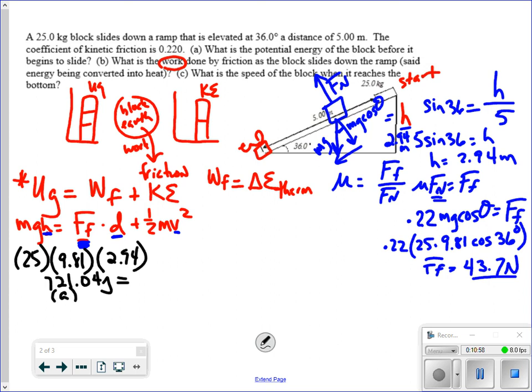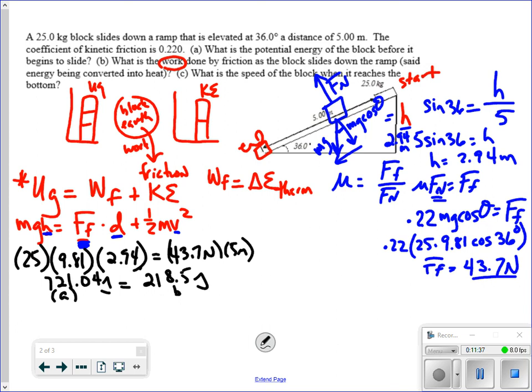Equals. The second part was the work done by the friction. The work done by the friction is going to be the force of friction times the distance. So 43. Whoops, actually, let's do this. Let's try to carefully move that out of the way. All right. So I'm going to do 43.7 newtons times the distance of 5 meters, which is 218.5 joules. So there's the answer to B. What is the work done by friction?